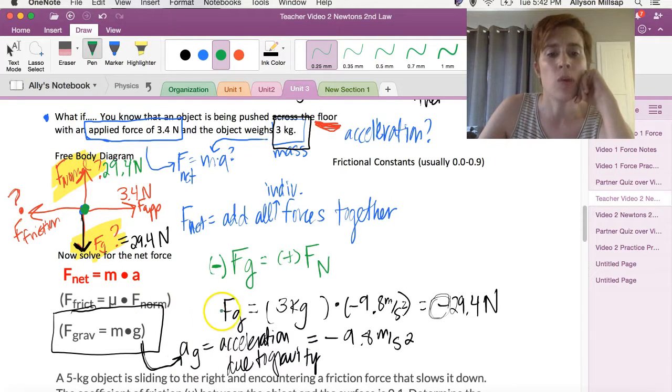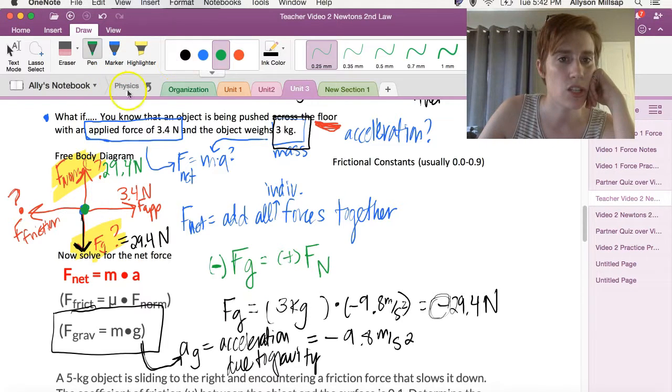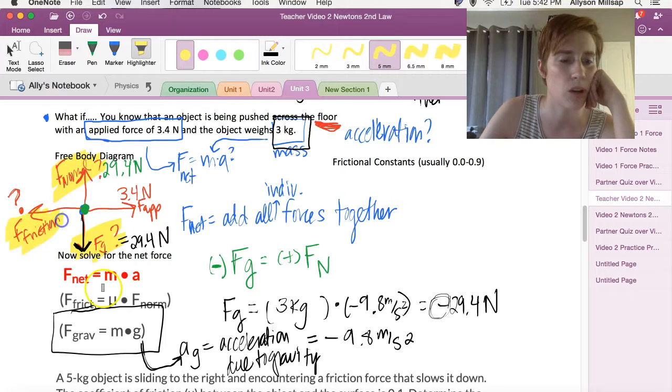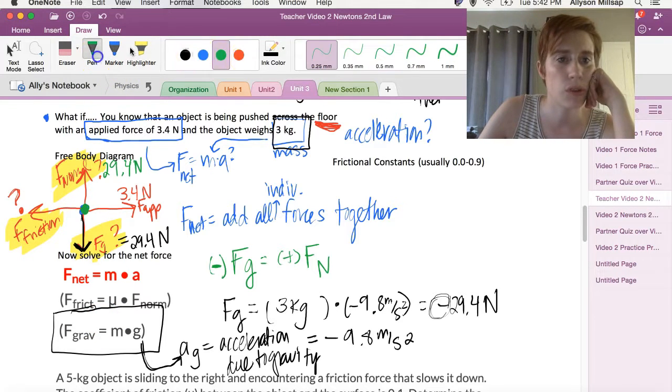Okay, so we have found gravitational force and we found normal force. The next thing we need to do is find our friction force. Okay, this one's just a tad more complicated. Here is your formula for finding friction force.